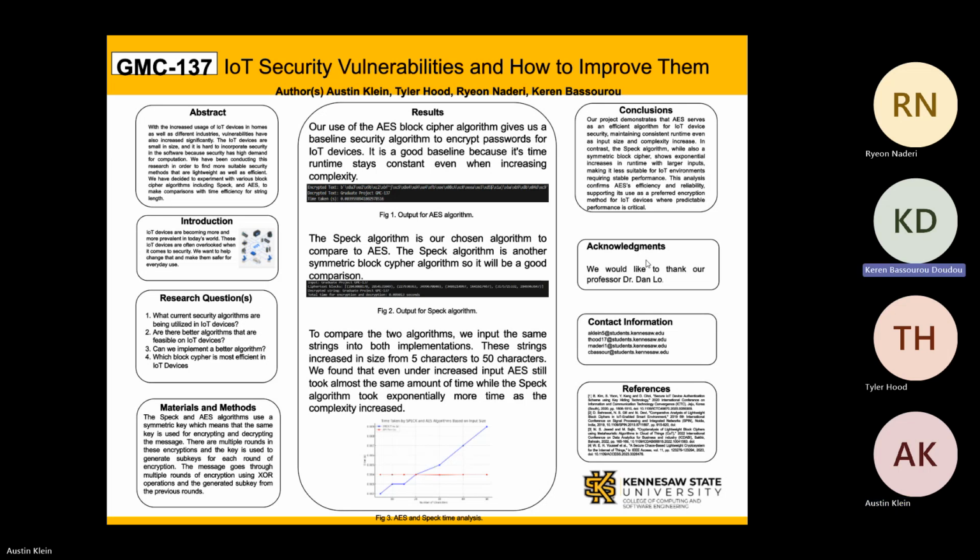To conclude, after careful experimentation between AES and the SPECK algorithm, we found that AES is a better, efficient algorithm. Why? Because even though both of them are symmetric block ciphers, the SPECK algorithm shows an exponential increase in runtime with larger input as opposed to AES. So AES is efficient and reliable for IoT environments.